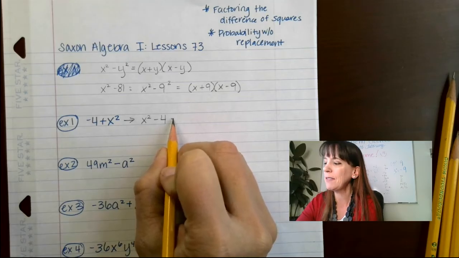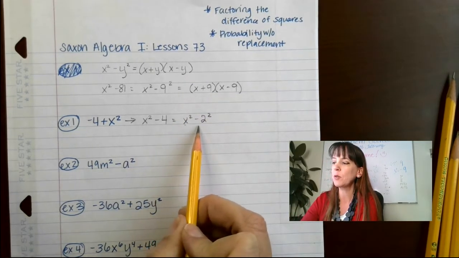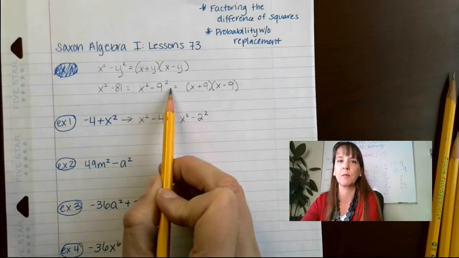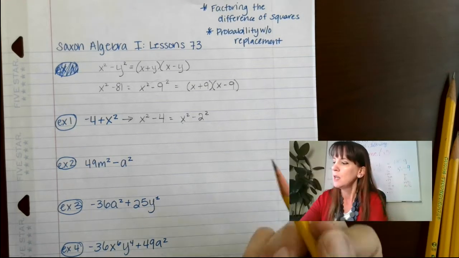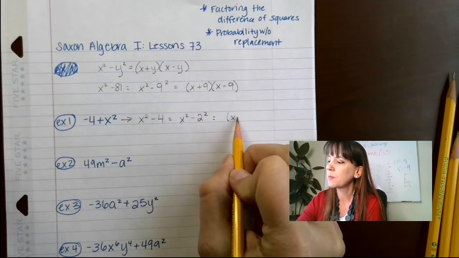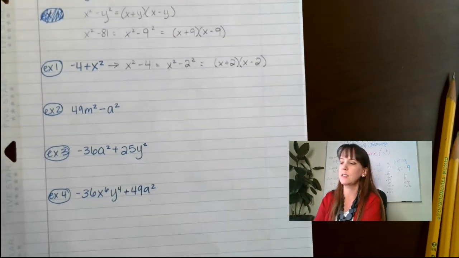Perfect. What I have is something squared minus something squared. This step where I'm writing something squared minus something squared, I did it right here as well. You don't have to do that step, but the reason I do it is just so you can see where I'm getting these numbers from. So this is going to be x plus 2, x minus 2. Excellent.